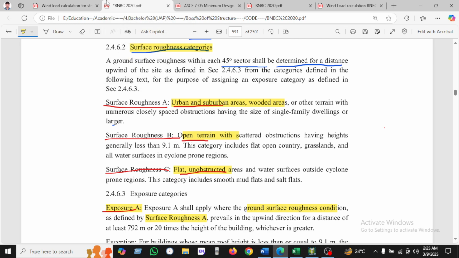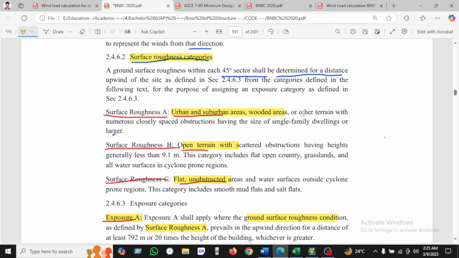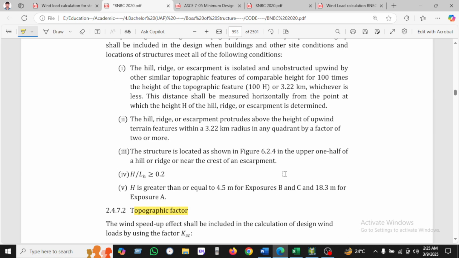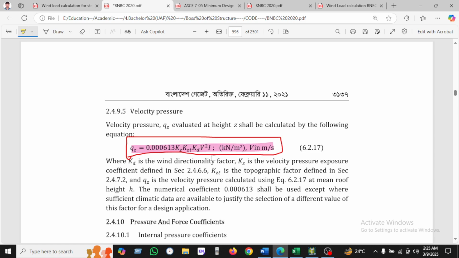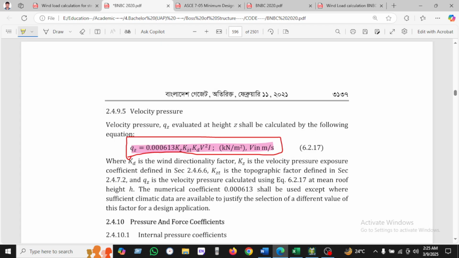If we also go to the BNBC, then here, page 3137, 3136, this formula is taken from BNBC 2020 as kilonewton per meter. On the other hand, this is Newton per meter, but if we convert to kilonewton, there will be triple zero in front of it. That's kilonewton per meter.